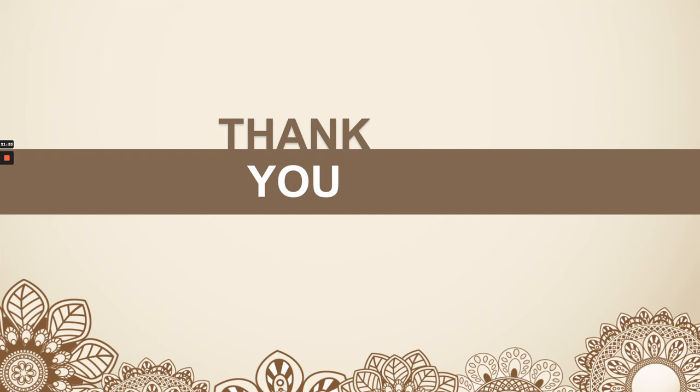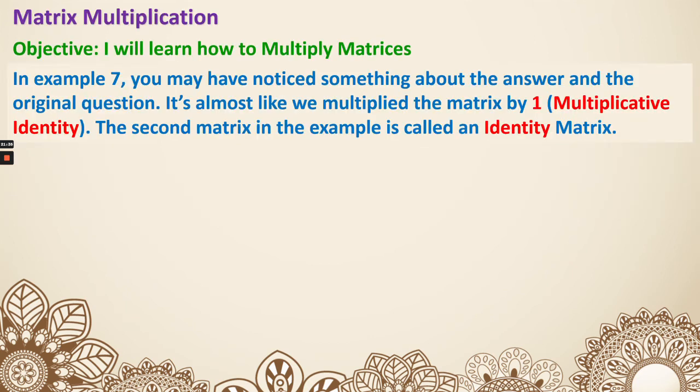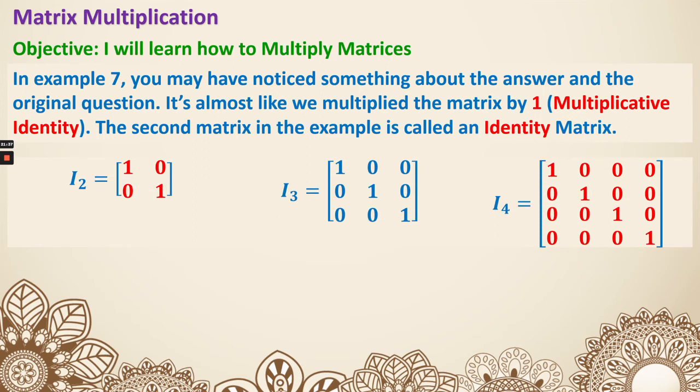It's called an identity matrix. So here it is. Here are some examples of the identity matrix. If we use capital letter I to represent identity matrix, and if it's a 2 by 2, well, we just write a number 2 on the bottom. It's a 3 by 3, write a 3. 4 by 4, write a 4.